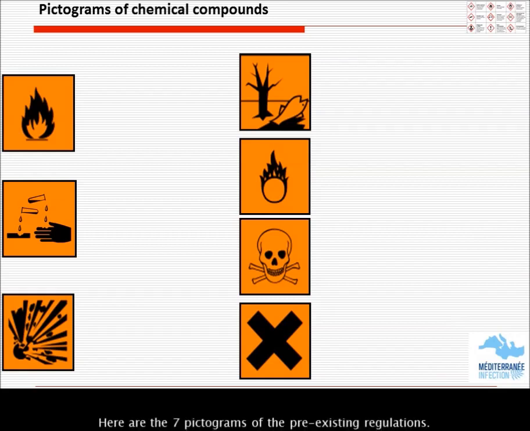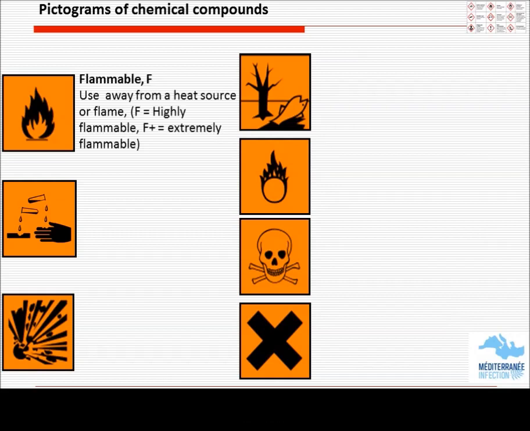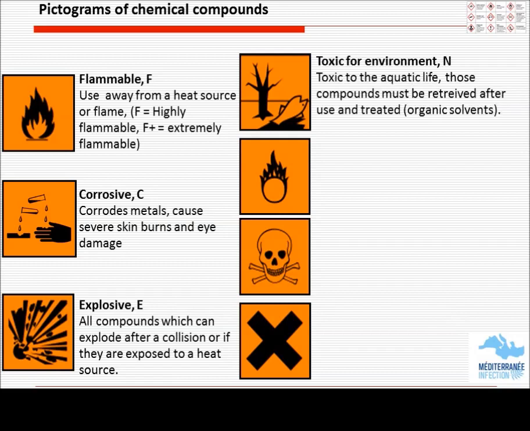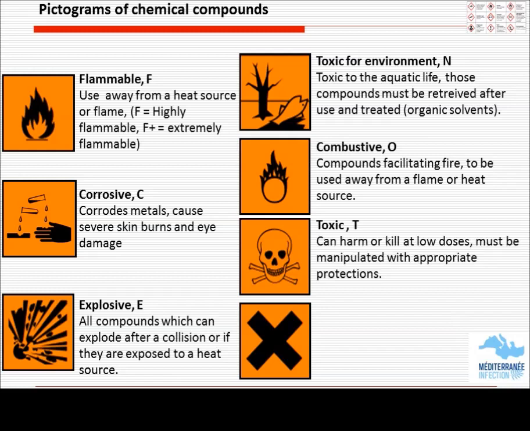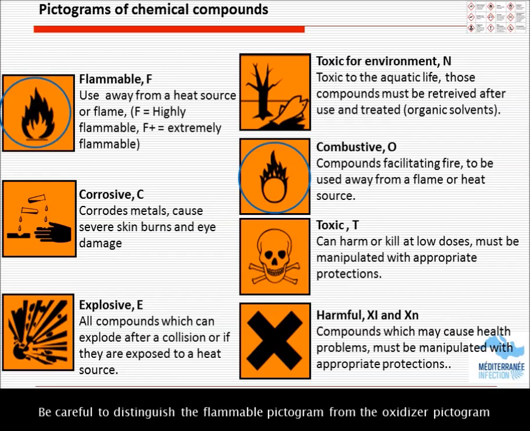Here are the 7 pictograms of the pre-existing regulations. We find the flammable products, corrosive products, explosive products, products harmful to the environment, oxidizing products, those that amplify combustion, toxic products, and finally the irritating or harmful products. Be careful to distinguish the flammable pictogram from the oxidizer pictogram.